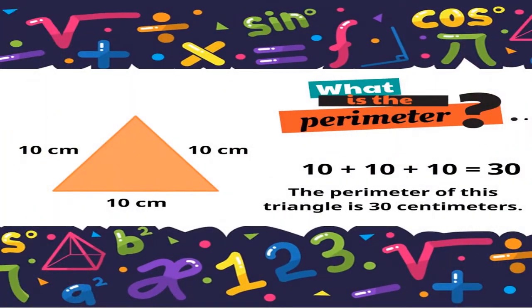So another example, students, of a triangle. What is the perimeter of a triangle? 10 centimeter, 10 centimeter, 10 centimeter. Now if you add all these measurements together, 10 plus 10 plus 10 is equal to 30. You can find the perimeter. So the perimeter of this triangle is 30 centimeter.